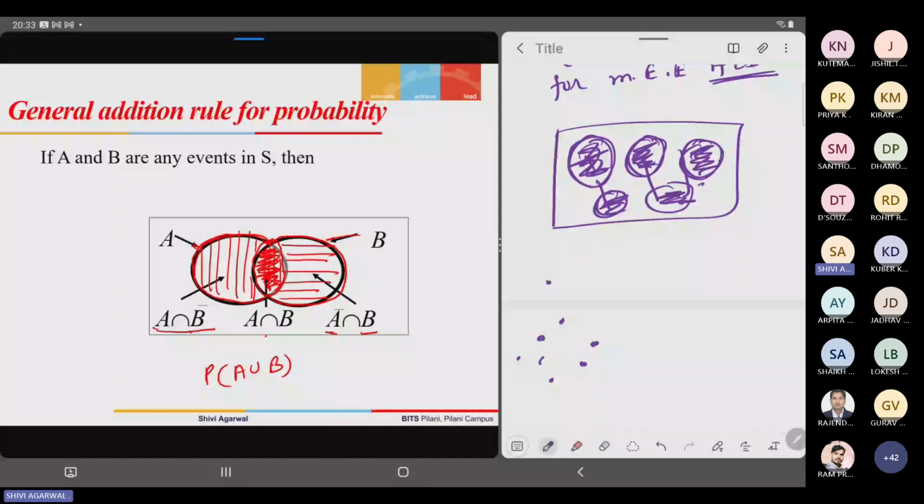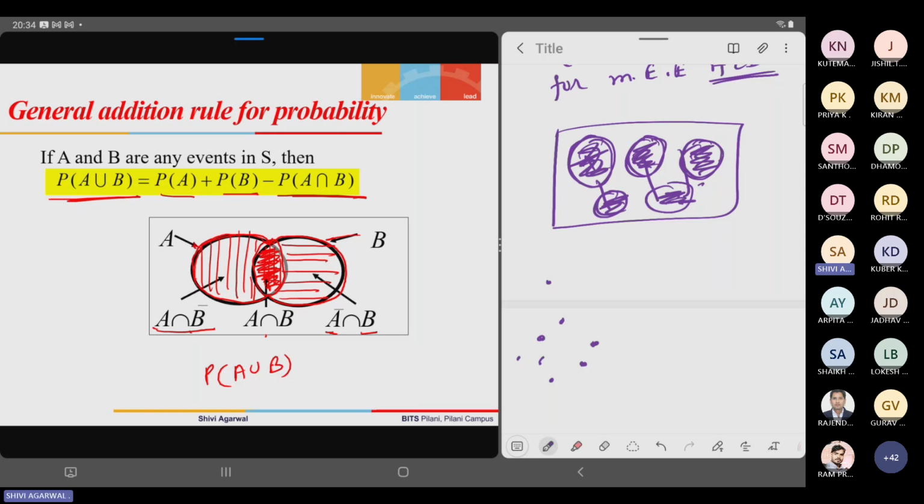So if A and B are any events in S, then probability of A union B can be written as probability of A plus probability of B minus probability of A intersection B. Why am I telling again and again probability of A intersection B? Now we are saying it is mutually exclusive events. So it means what? A intersection B is equal to a null set. Probability of null set is always 0.